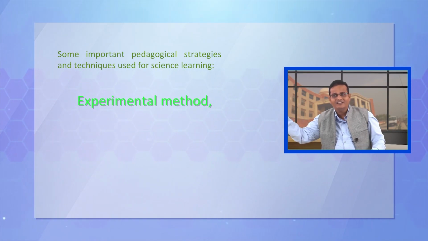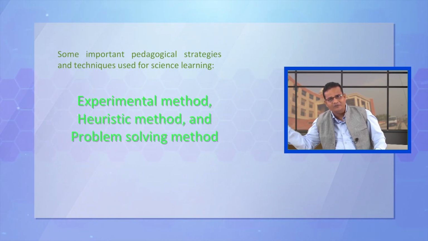It must facilitate the practical knowledge of science, or it must be practical oriented. Practical orientation here does not mean that science must be out of theory or must reject the theory part of it. The theory part of science must substantiate practical aspect of science, as science is based on observed or empirical truth. Let us discuss some important pedagogical strategies and techniques used for science teaching learning, like experimental method, heuristic method, and problem solving method. First, we will take experimental method.